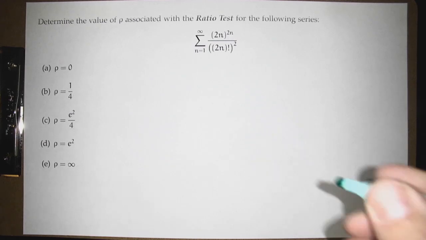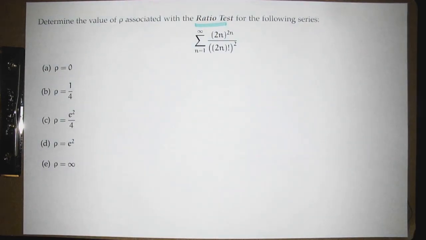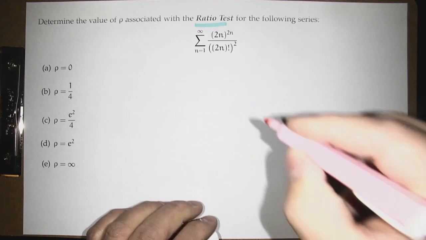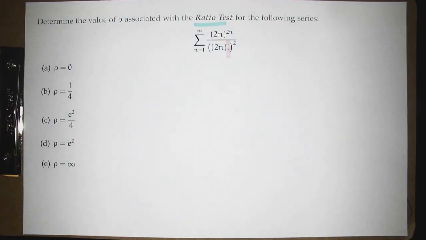Oh, that's very convenient. They told us what we should be doing for the following series. And we have the sum from 1 to infinity of (2n)^(2n) over (2n)! squared. Now, even if they hadn't told us ratio test, we know this would be a ratio test type question. What gives away it's a ratio test type question? Yes, the factorials. Now, our goal is not to say converge or diverge. Our goal is to say what's the value for rho.